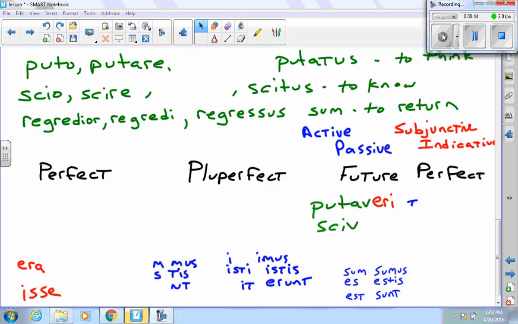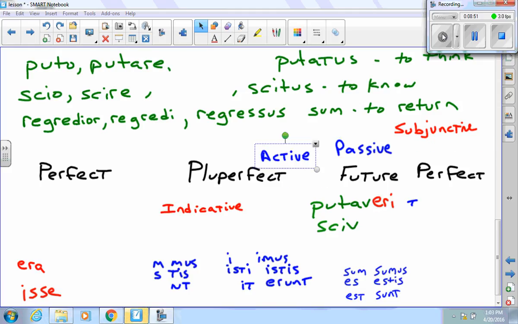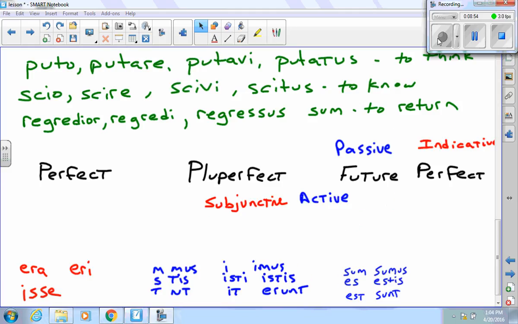Now these are all active and part of the perfect system. So we would say that these are indicative and active. But if I want to change that, I want it to be subjunctive and active.